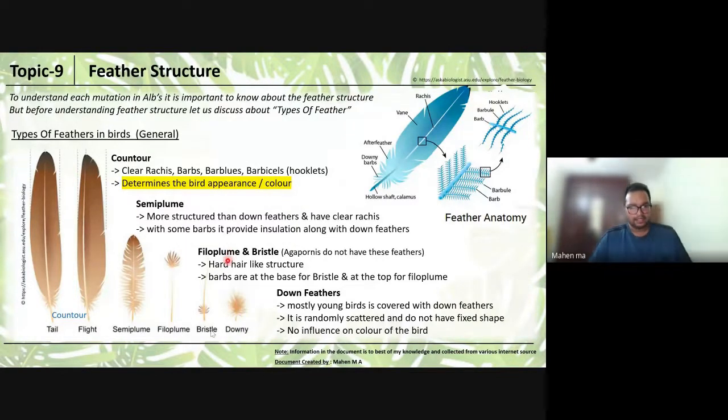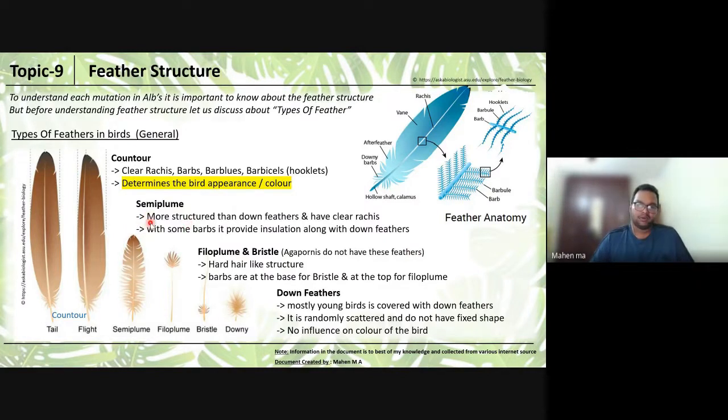Okay. So coming to the second and the third type, that is filoplume and bristle. These two feathers are hair-like structures. They have barbs, what I showed here, right? They have some kind of barbs at the bottom and the top. These two feathers we don't see in Agapornis, maybe in peacocks or other birds also. I'm not very sure where exactly, but however, let us know that it is not there in the African lovebirds. And next is semiplume.